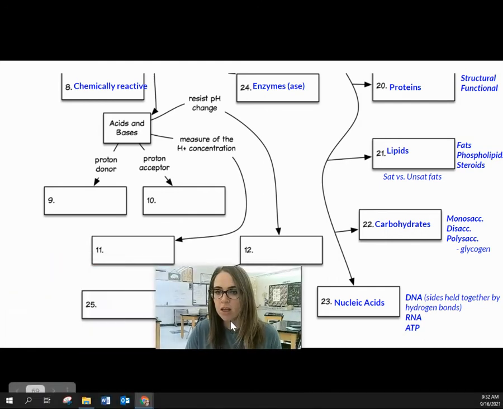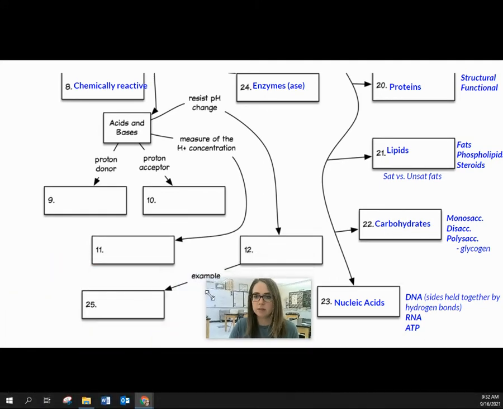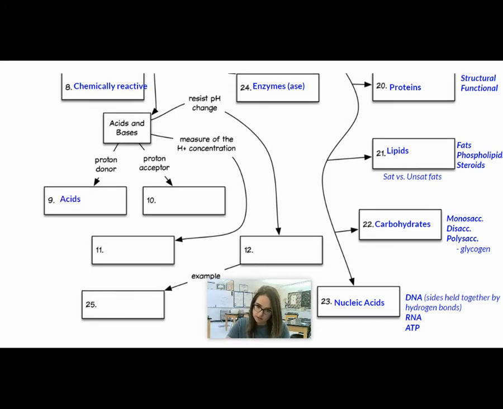All right. And now moving on to the other side, coming back down here to our other inorganic things. Acids and bases was another key thing that we discussed. If you are a proton donor, meaning in water you give up hydrogen ions, you're considered an acid. If you're a proton acceptor, you are a base. And the way we measure our acids and bases is by measuring the amount of hydrogen concentration. We use pH to do that.